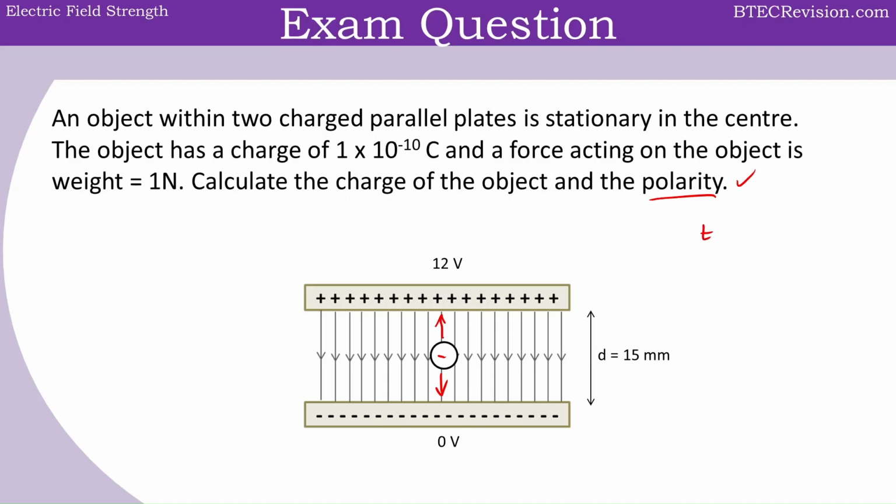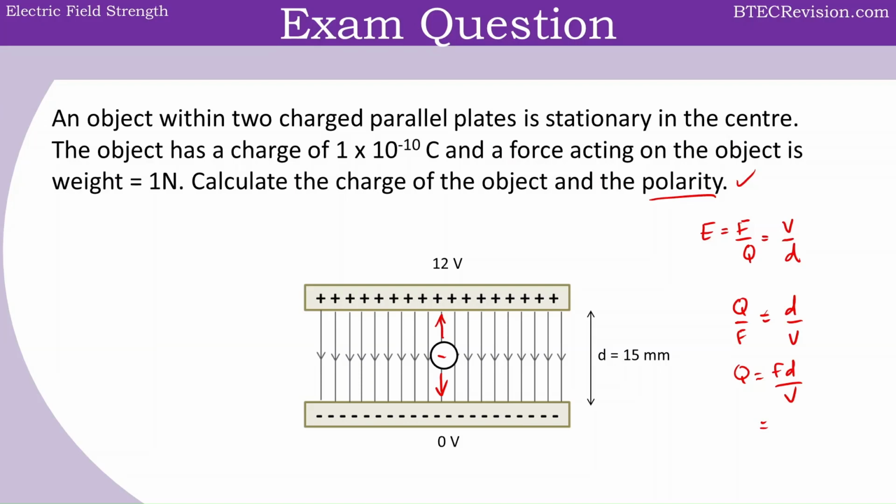Start by writing down our equation, E equals F over Q, and we know that's equal to V over D. Now, rearranging this equation for Q gives us Q divided by F, so let's just do the reciprocal first, which is equal to D over V. Multiply both sides by F to give us Q equals FD divided by V.